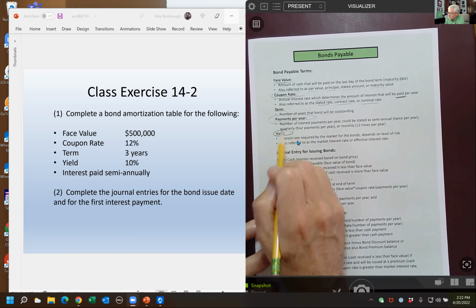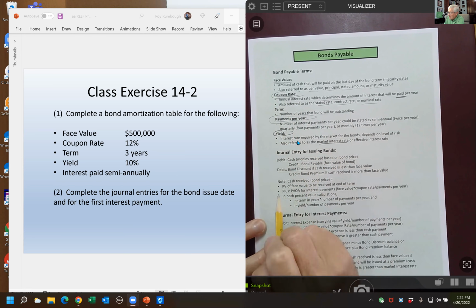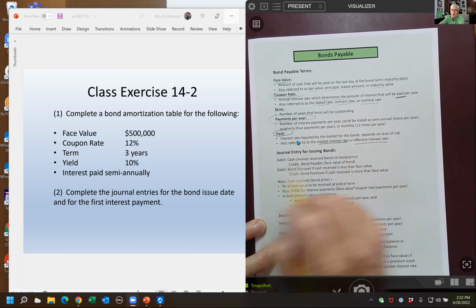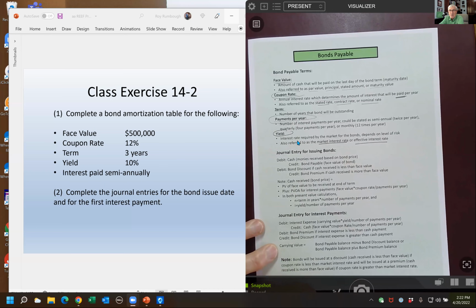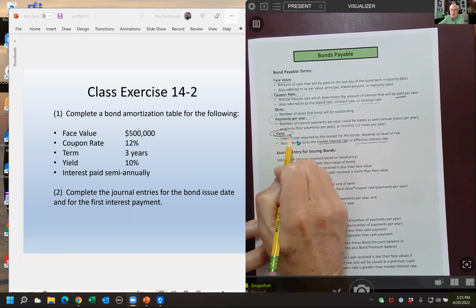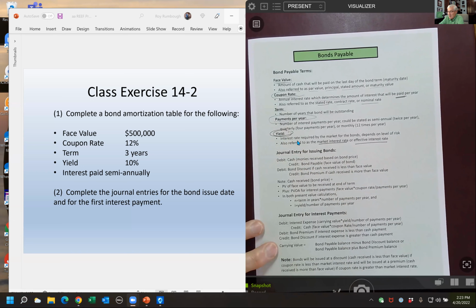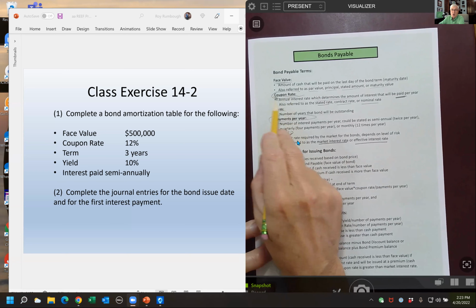The yield, which is also called the market interest rate or the effective interest rate, that is, I would say, the real interest rate. That is after we calculate the market price of that bond based on the payments and the maturity value in the term, using time value of money, that bond is going to earn the market rate. That's why we use the word yield. And that yield is going to be different than the coupon rate.